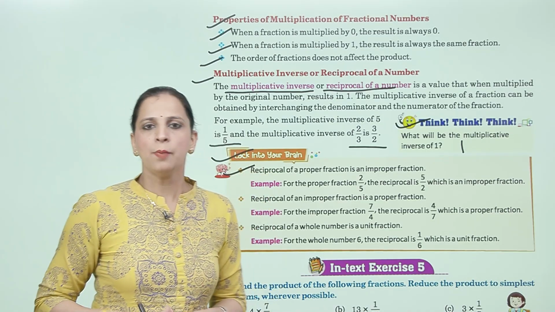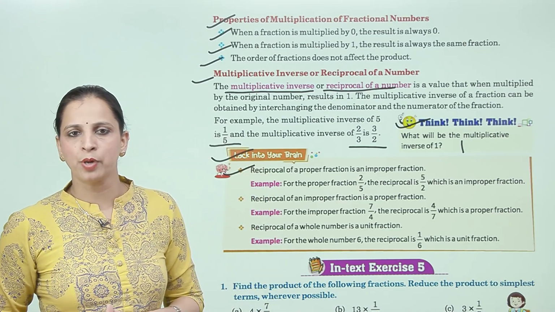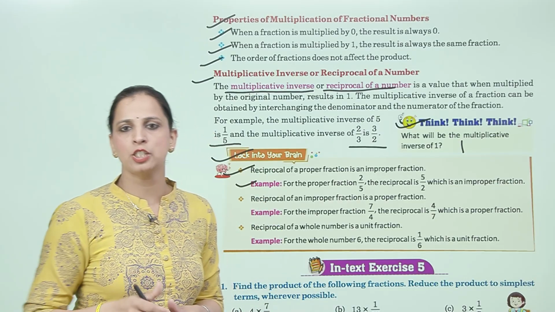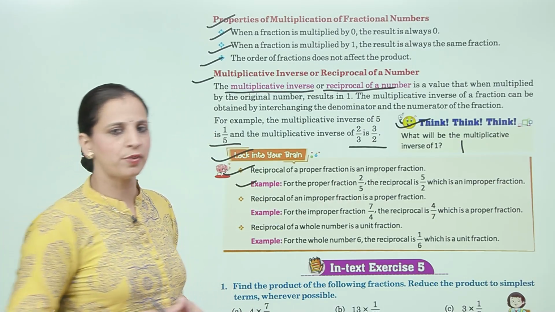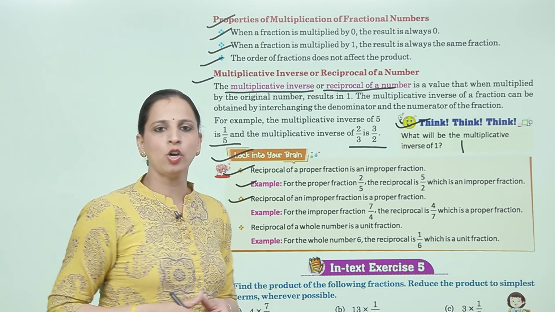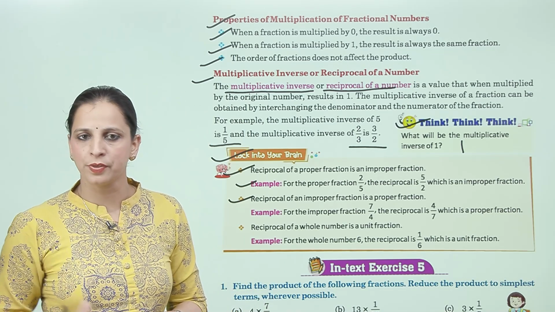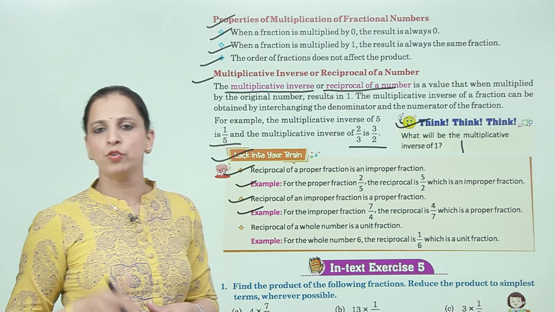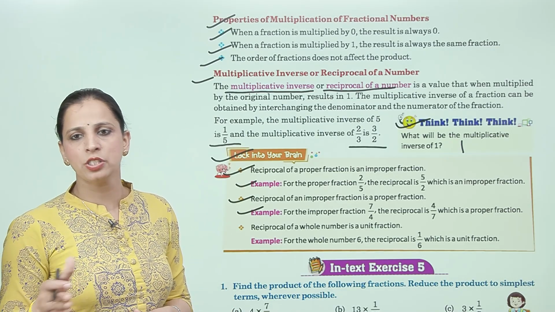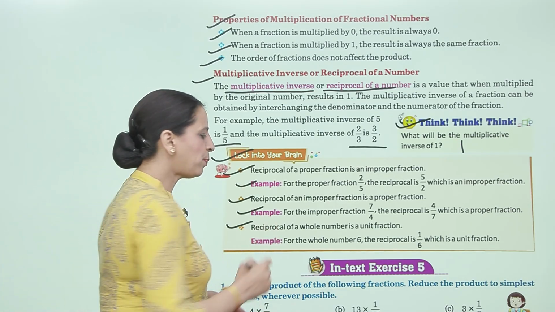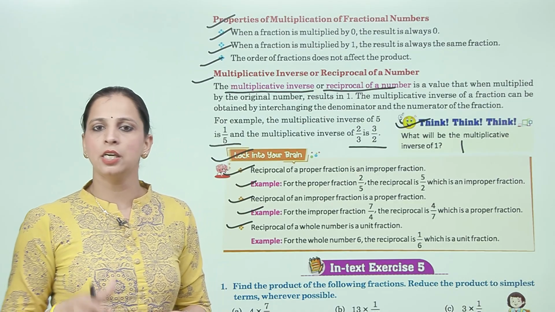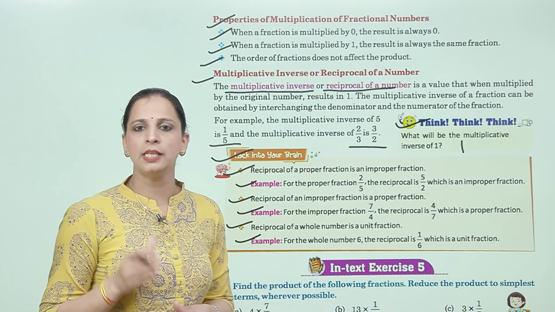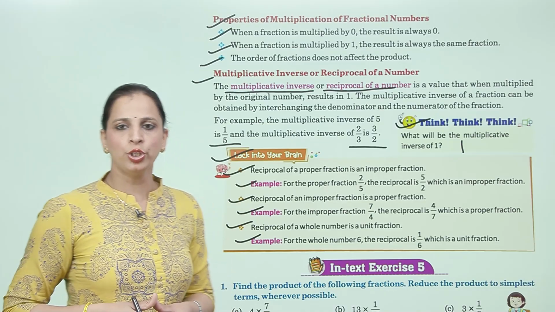Reciprocal of a proper fraction is an improper fraction. Example, for the proper fraction 2 by 5, the reciprocal is 5 by 2, which is an improper fraction. Next, reciprocal of an improper fraction is a proper fraction. Example, for the improper fraction 7 by 4, the reciprocal is 4 by 7, which is a proper fraction. Reciprocal of a whole number is a unit fraction. Example, for the whole number 6, the reciprocal is 1 by 6, which is a unit fraction.